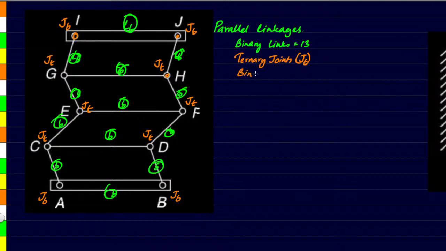So again, let's count binary joints and ternary joints. First, ternary joints. How many are there? 1, 2, 3, 4, 5, 6. So ternary joints are six. And coming to binary joints, we have two at the top and two at the bottom, so a total of four binary joints. So that's for this particular mechanism. We can connect as many parallel linkages as we want. In this case, four sets of parallel linkages are connected. We can increase or decrease them as per our requirement, and accordingly the number of ternary and binary joints will also vary.